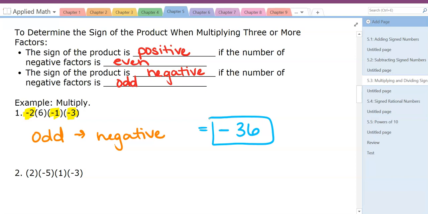Okay, so you guys take a minute, do 2, 3, and 4. Decide first if it's going to be a positive or a negative number, and then write down what you think the answer should be.